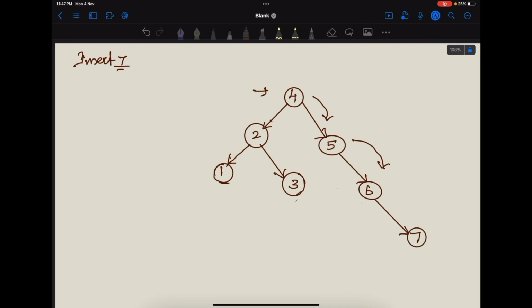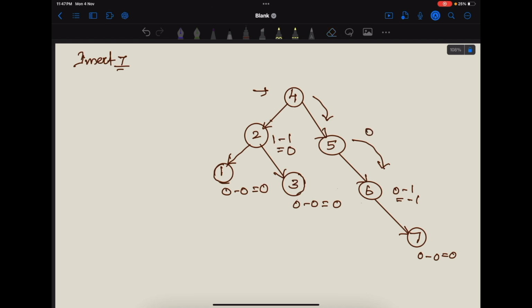So now you have to check the balance factor. For 7, 0 minus 0 is 0. For 6, 0 minus 1 equals minus 1. For 3, 0 minus 0 equals 0. For 1, 0 minus 0 equals 0. For 2, 1 minus 1 equals 0. For 5, there is no left, so 0.